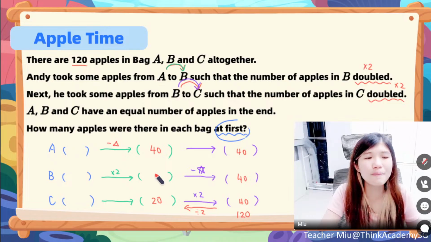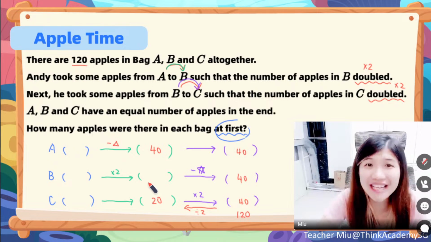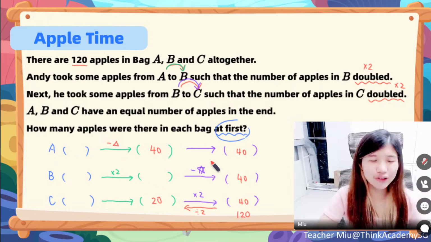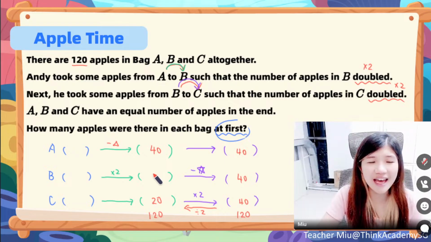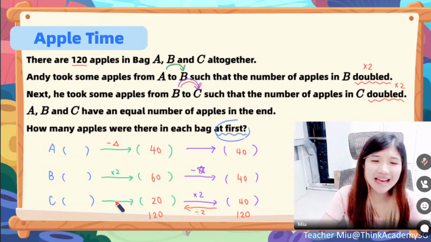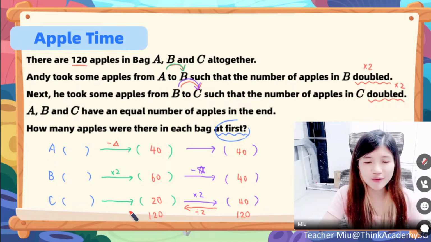Do you know B then? Do you need to know what the star is exactly? No need, because the total is 120. 20 is at C, 40 is at A. So how many at B? 60, total 120.